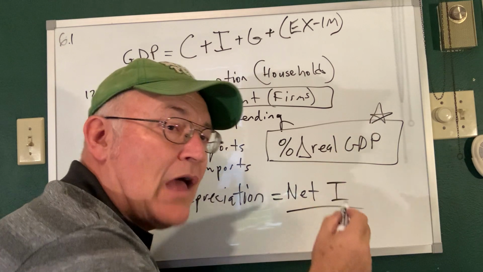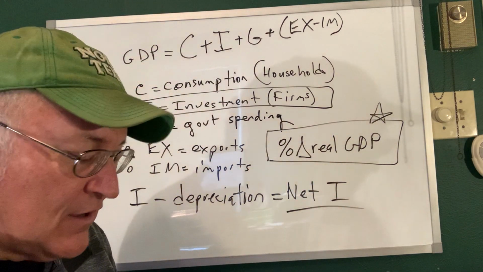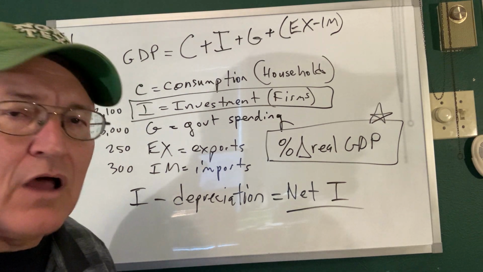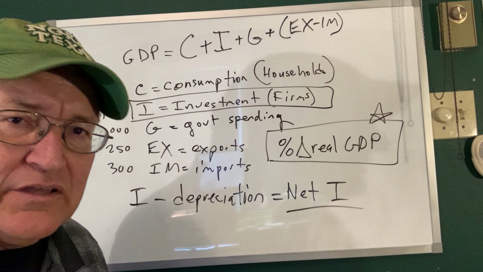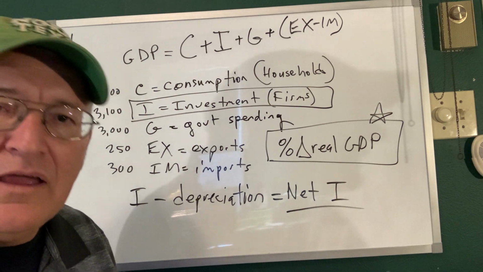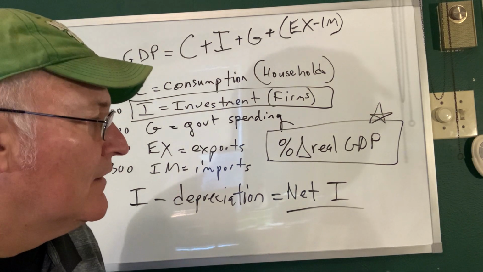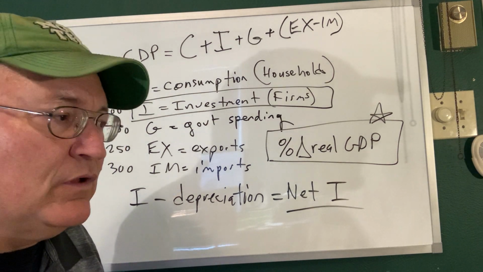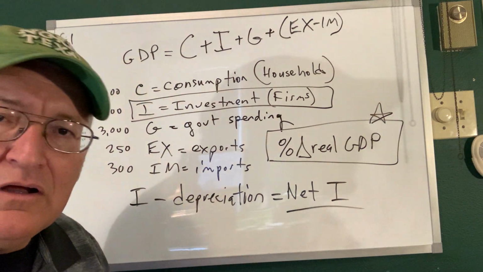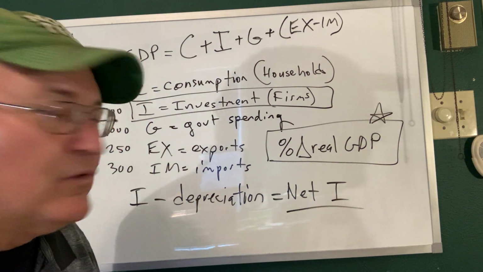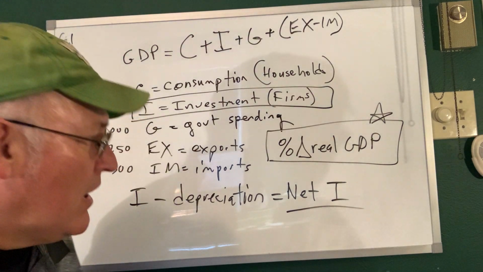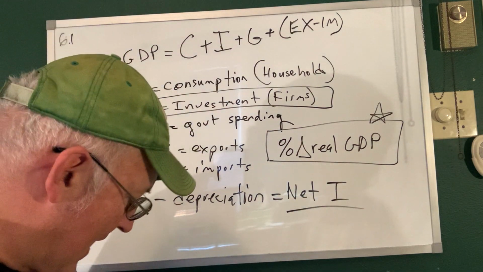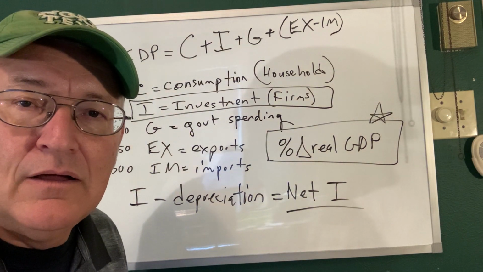See how I put a star next to that? That's how we measure economic growth in the U.S.: percent change of real GDP. We talked about real and nominal in a previous video. We take nominal GDP and divide it by an index, a GDP deflator, to get a real value. Then we take the later real GDP, subtract out the earlier, divide by the earlier, and multiply by 100, and we get the percent change of real GDP. And that is how we measure economic growth.